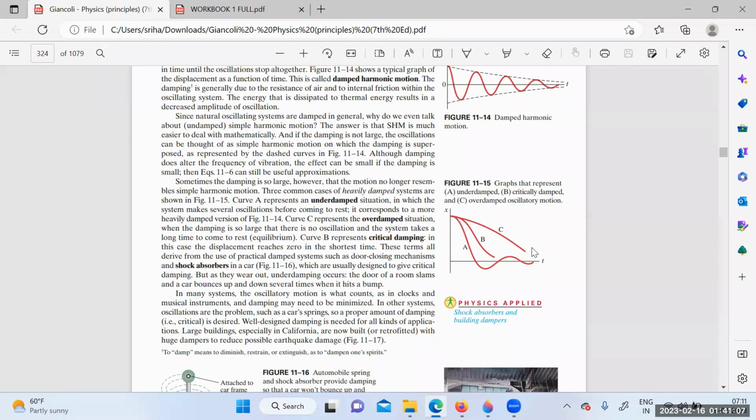Graph C represents overdamped. In overdamped, there is an external force of really high magnitude acting on the system. So first, there won't be any oscillations. Second, it would require a large amount of time to come to rest. So graph C represents overdamped. Can you give an example of that?